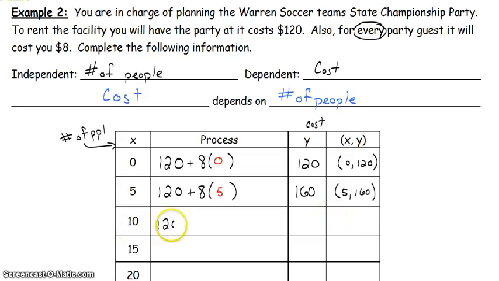Now 10 people are going to come. Well, we have to pay the $120 rental fee plus $8 times the 10 people who are coming to the party. 8 times 10 is 80. 120 plus 80 is 200. So my ordered pair, which means if I have 10 people going to the party, it's going to cost $200.